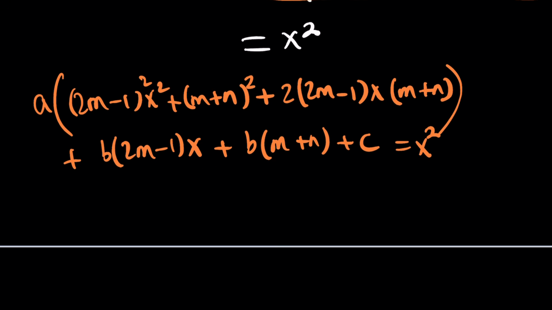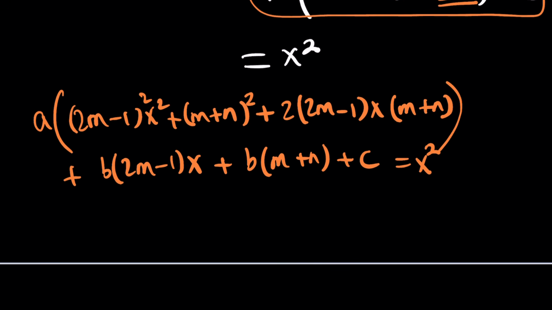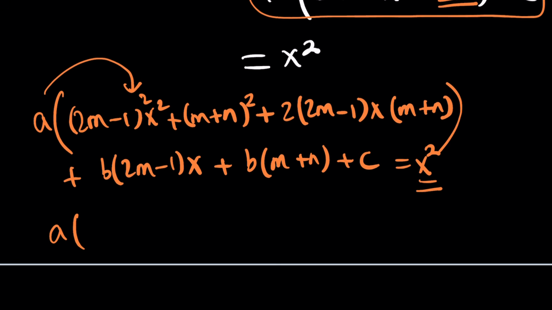But here's what's going to happen. We're going to have to distribute this. And this is not too hard, actually, because notice we only have x squared on the right-hand side. And that comes from here. So a times (2m minus 1) squared is supposed to be the coefficient of x squared, which is 1 on the right-hand side. Everything else is kind of secondary. Also focus on the fact that there is no x on the right-hand side.